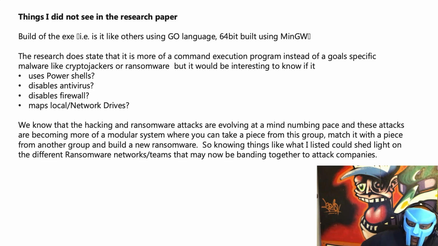So we know that hacking and ransomware attacks are evolving at a mind-numbing pace, and these attacks are becoming more of a modular system, where you can take a piece from this group and match it to a piece from another group and build a new ransomware. So knowing things like what I listed above could shed light on the different ransomware networks and teams that may now be banding together to attack companies.